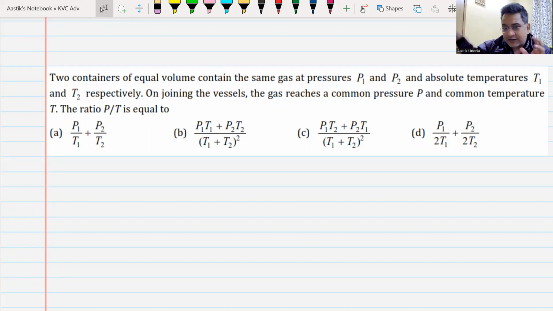In the previous case, they were kept in different conditions. One was kept in ice and one was kept in some other hot tub. That's why their temperatures were different. Otherwise, their temperature and pressures should remain the same. So in this question, you have to find out the ratio of P by T.